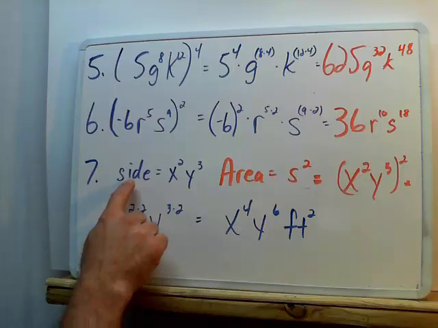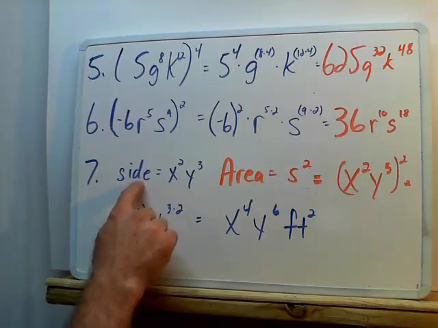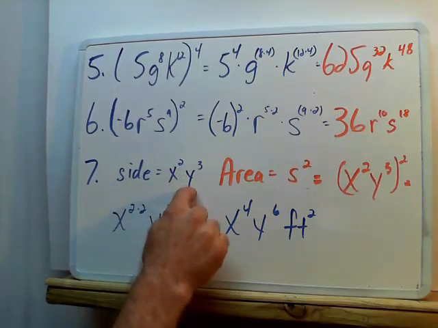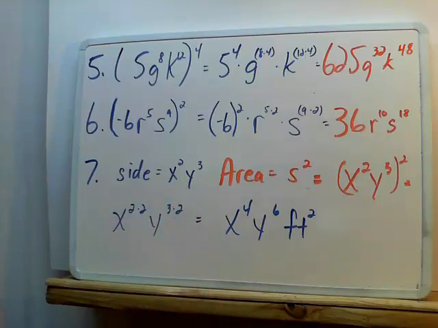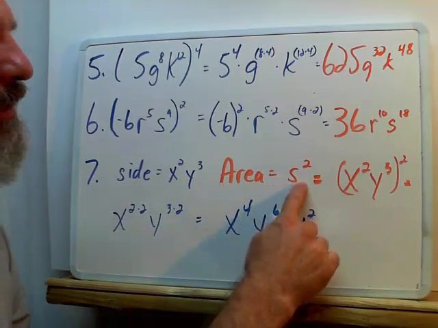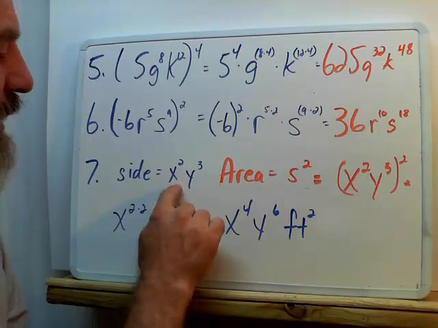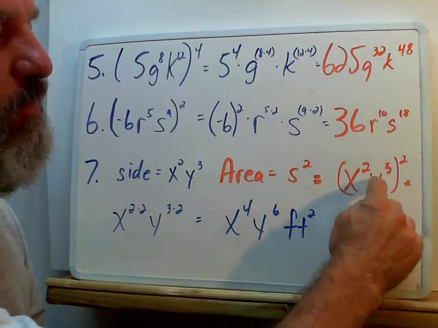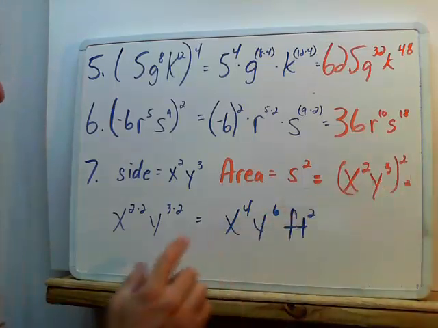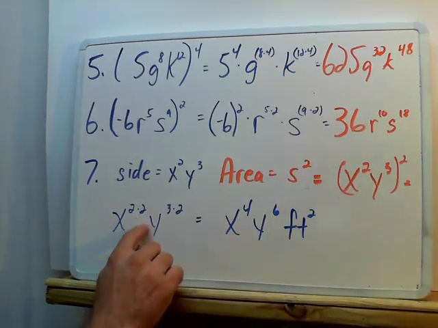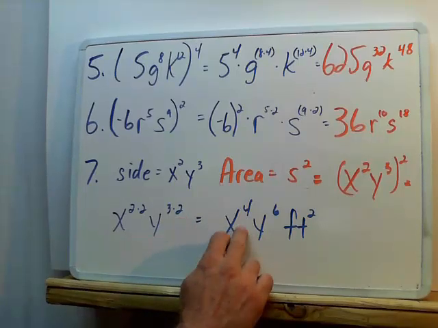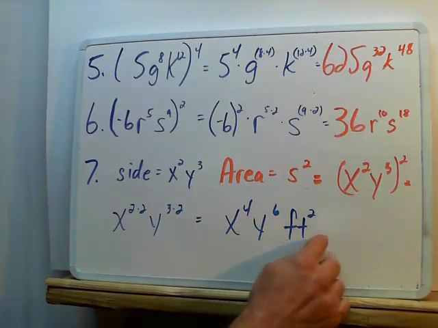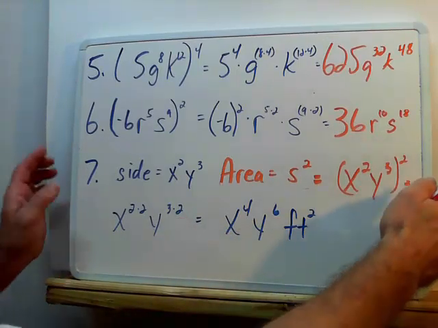Problem number 7. We have a square, and they say that a side length is x squared y cubed in length. So we're going to find out the area. Area of a square is s squared. So we just take this monomial and square it. So it's x squared times y cubed, all squared. So that's x to the 2 times 2, y to the 3 times 2. That's x to the 4th, y to the 6th, and that's in square feet, of course.